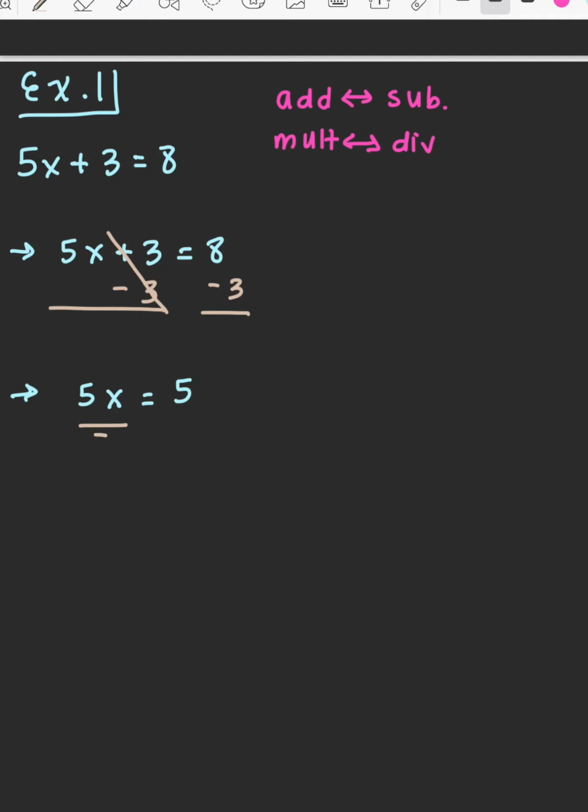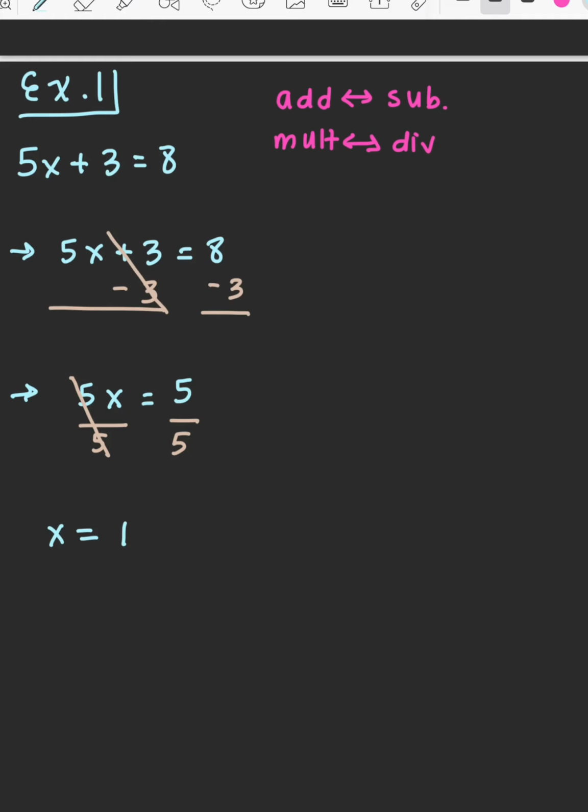And here we go. We are dividing by 5 on both sides. You always do the operations on both sides. And you cancel out these 5s because 5 divided by 5 is just 1. And so you are left with the equation x equals 5 divided by 5, which is 1. So x is equal to 1.